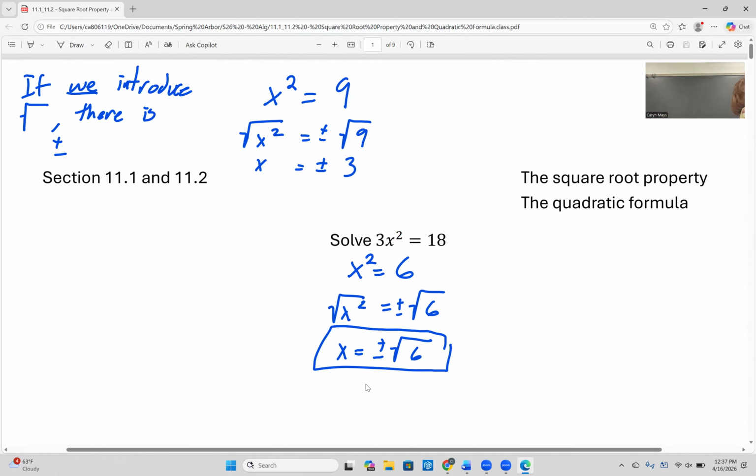So divide by 3, take the square root. What do we add anytime we introduce the square root? Plus or minus. Anytime we put in the square root, we put in a plus or minus.